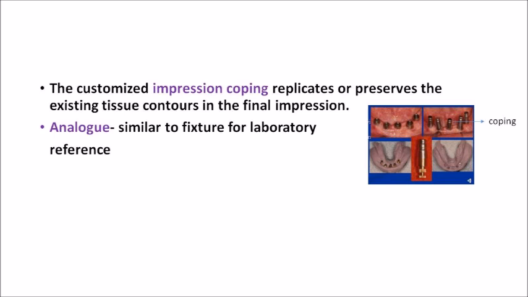whereas an analog is just analogous to the fixture, our dental implant fixture. It is just similar to the implant fixture, just for laboratory reference. So don't get confused. Copying is used during impression to preserve the tissue contours, and analog is for laboratory use. It will simulate the implant fixture.